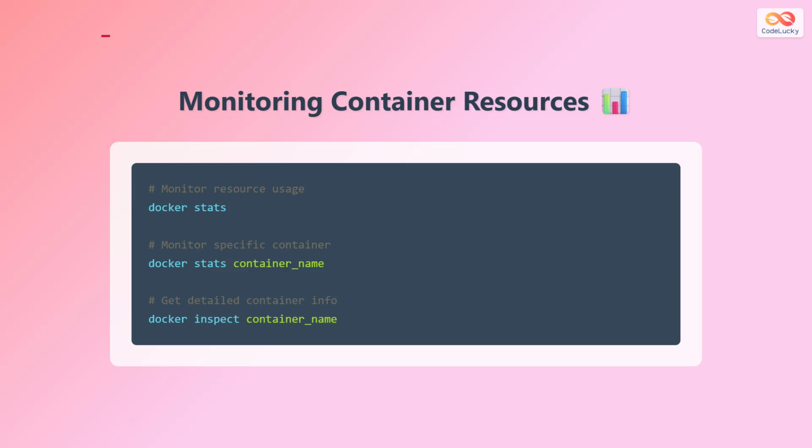Let's explore how to monitor container resources. To monitor resource usage, use the command docker stats. This command provides real-time CPU, memory, and network usage statistics for all running containers. To monitor a specific container, use the command docker stats container_name, replacing container_name with the actual name or ID of the container.